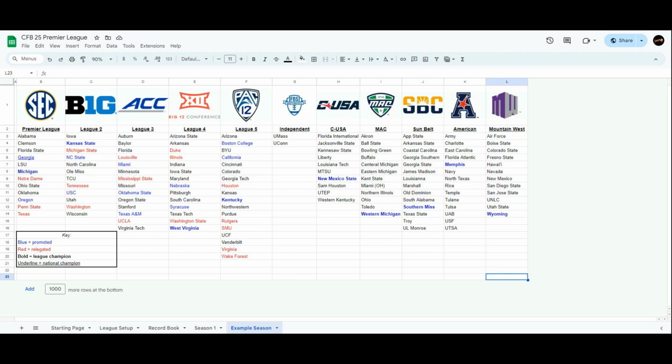If you're not familiar with what the Champions League is, it's all of the best teams from the best leagues are put into a pool and then they play out a giant tournament against each other. And the winner of that tournament is the winner of the Champions League. A lot of people will view the Champions League as equal to your league title. So in this instance, Michigan was the winner of the Premier League.